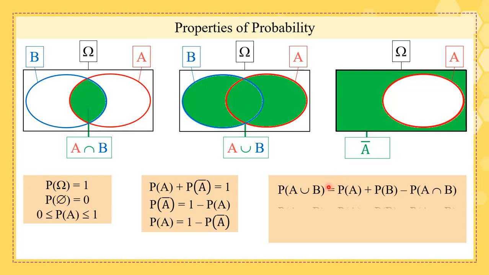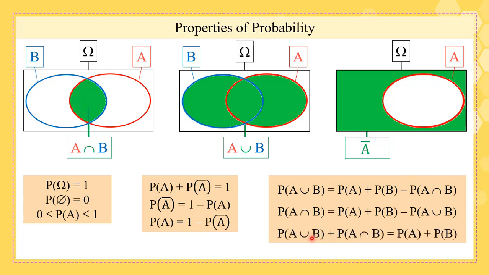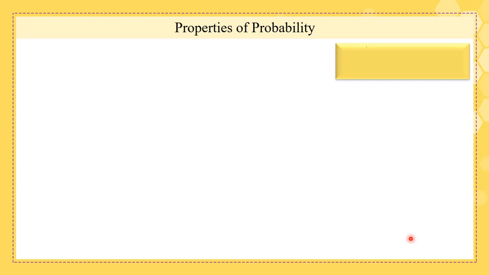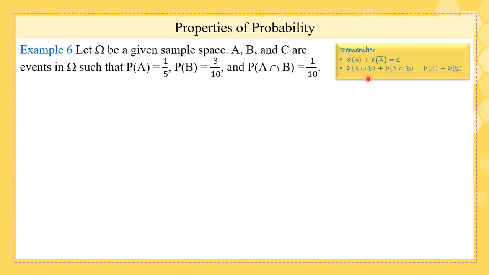And from here also we can tell that P of the intersection, if this is the intersection, this would be the union. Just flip the two probabilities. The probability of the union plus the probability of the intersection would be the probability of A plus the probability of B. These are the properties. Let's see some examples about them.